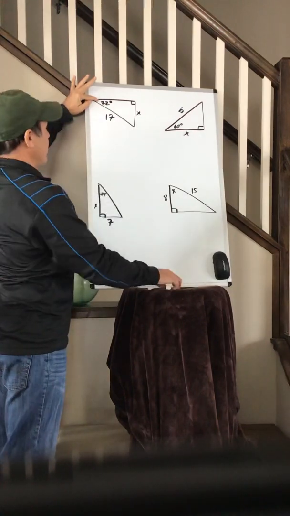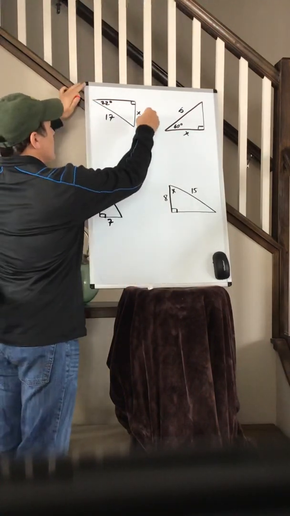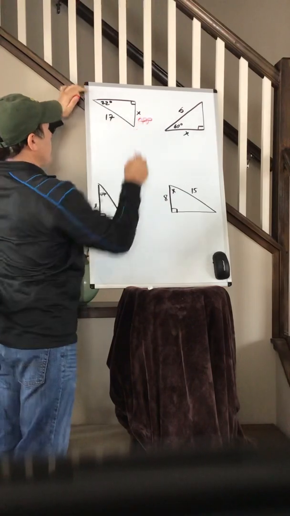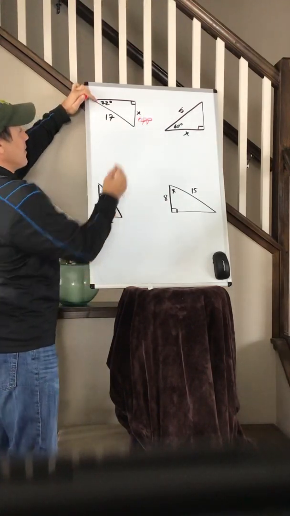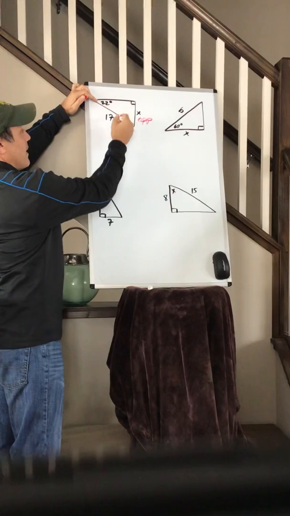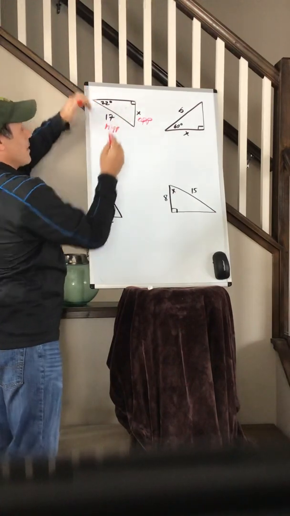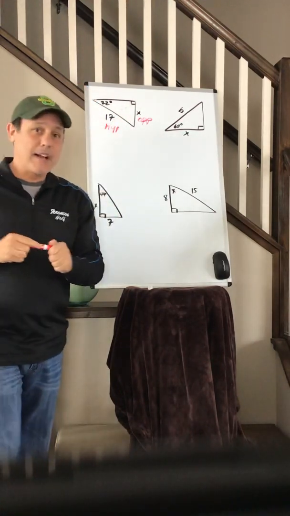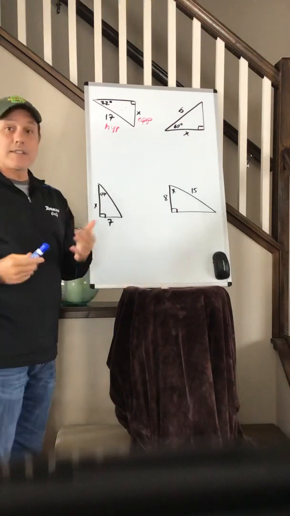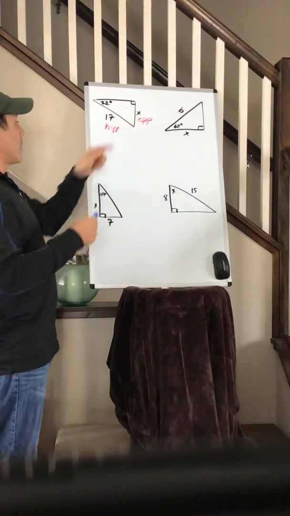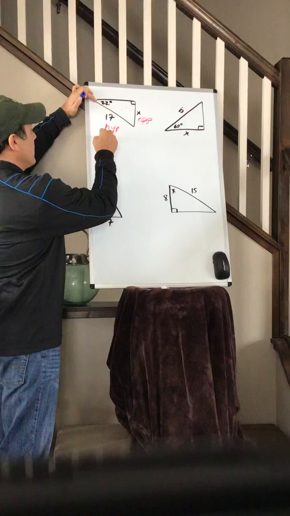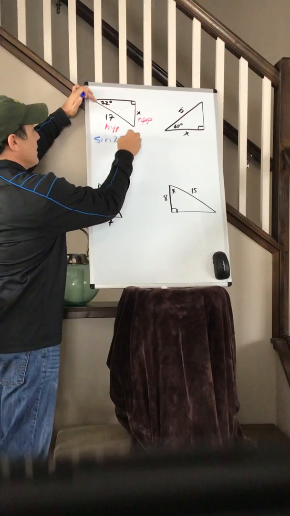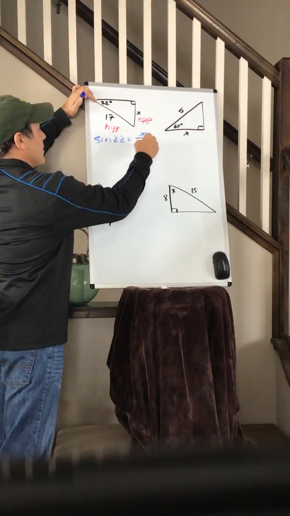X is the what? That would be the opposite. So you could put that there if you want. And 17 is the what? It's obviously across from the right angle, so that's the hypotenuse. Okay, so now what trig function has opposite and hypotenuse? That's sine, SOH. So fingers here, the sine of an angle is equal to opposite over hypotenuse.